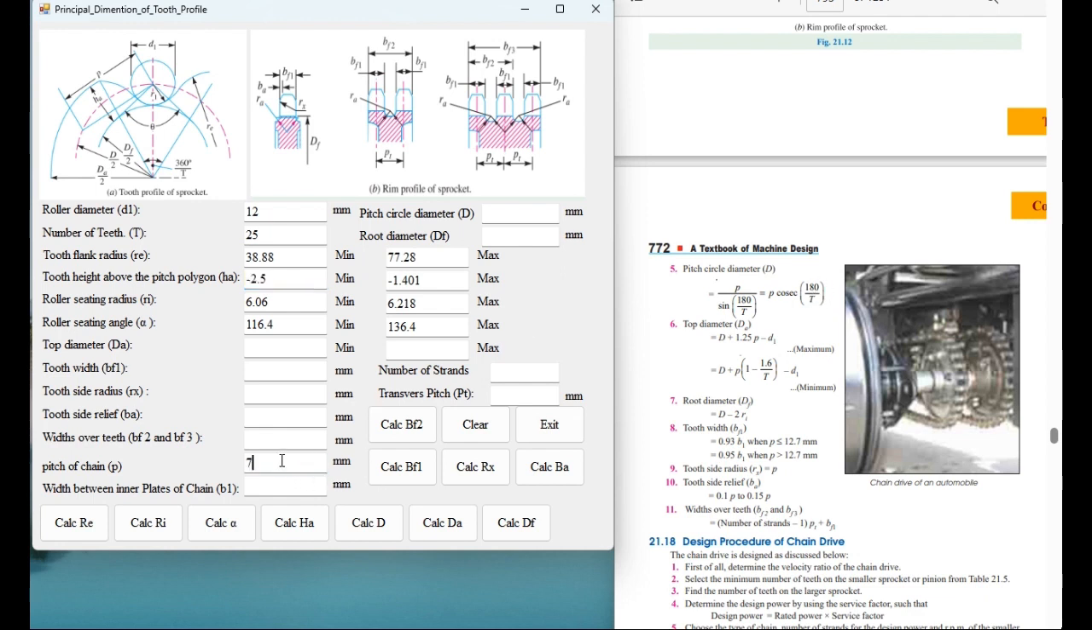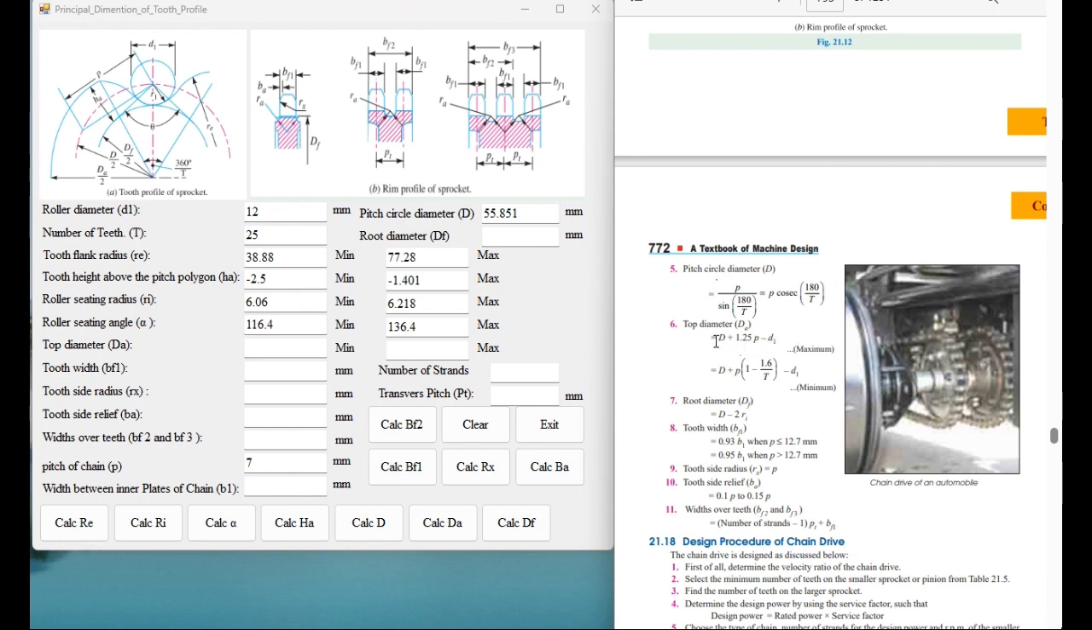Here we have the value of p, and also we have the value of t, so we can calculate t. You see, the value of the pitch circle diameter of the sprocket becomes 55.855 millimeter. Next is the top diameter dA of the sprocket. The maximum value of the top diameter of the sprocket becomes the pitch circle diameter plus 1.5p minus d1.